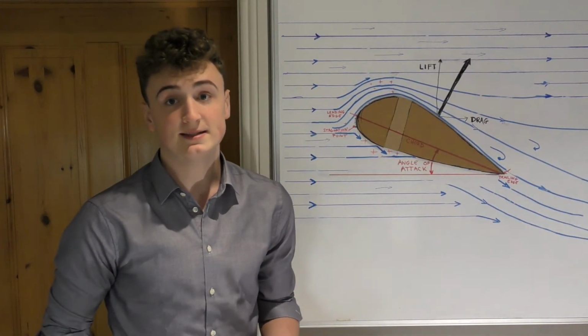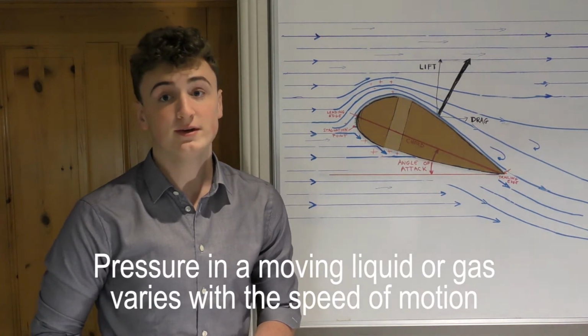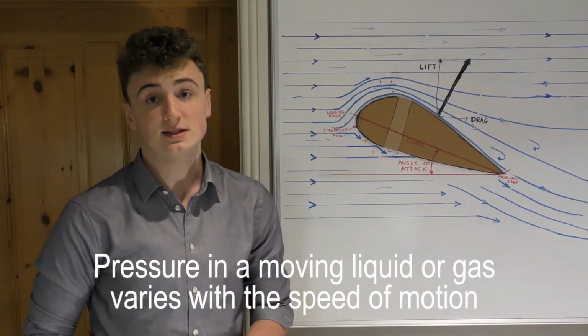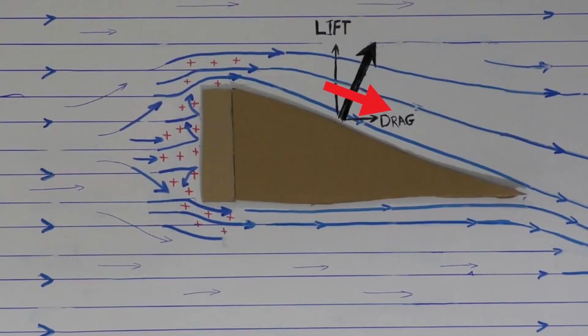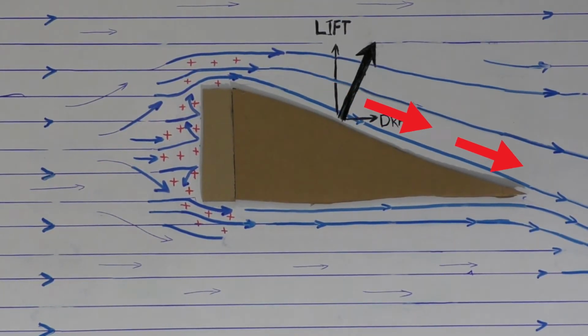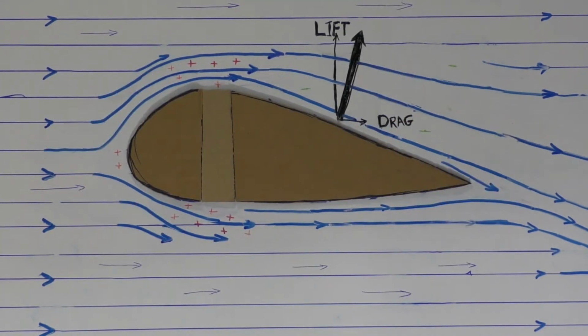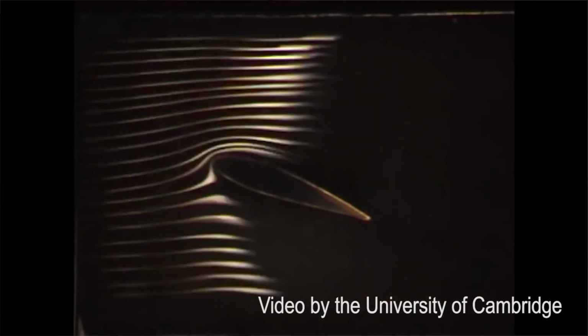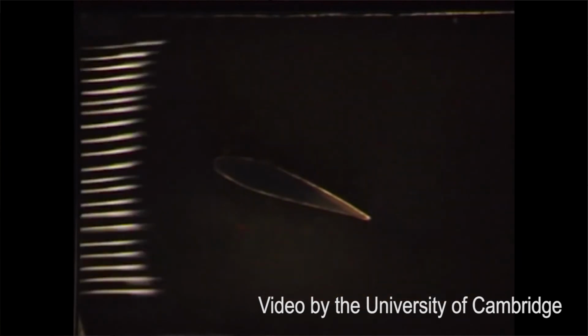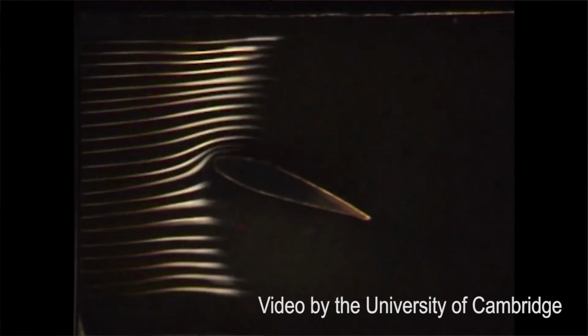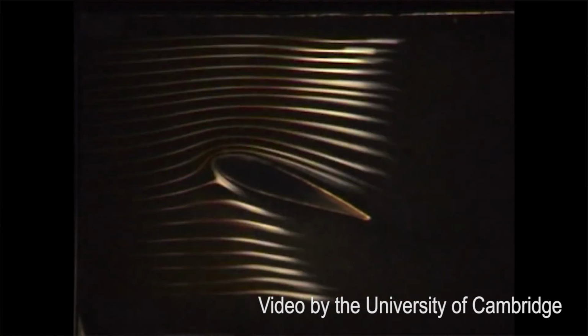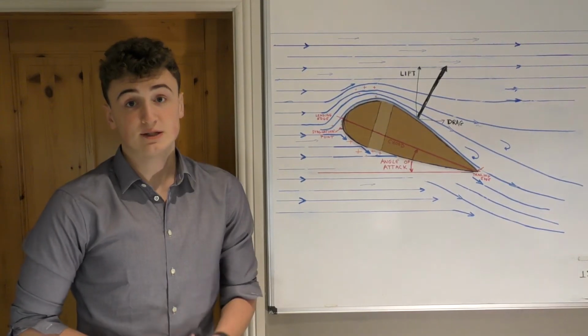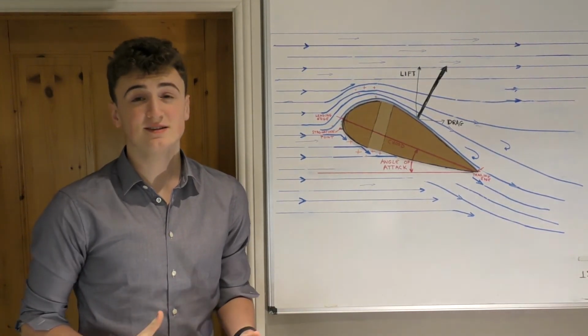Bernoulli's principle states that pressure in a moving liquid or gas varies with the speed of motion. In other words, faster moving air over the top of the wing will have low pressure. This causes lift. If we use a more curved shaped profile, we increase the efficiency. This is a typical airfoil shape. When we look at the wind tunnel tests, we can see that the airflow above the wing accelerates so much that it reaches the trailing edge well before the airflow below the wing. Bernoulli's principle is an important factor, yes, but it's not the entire story.